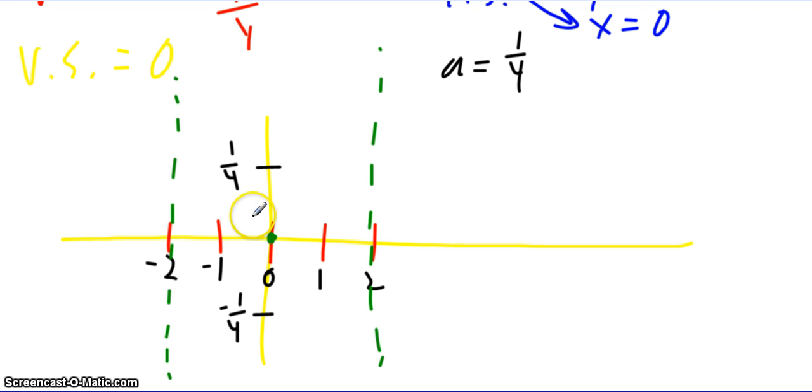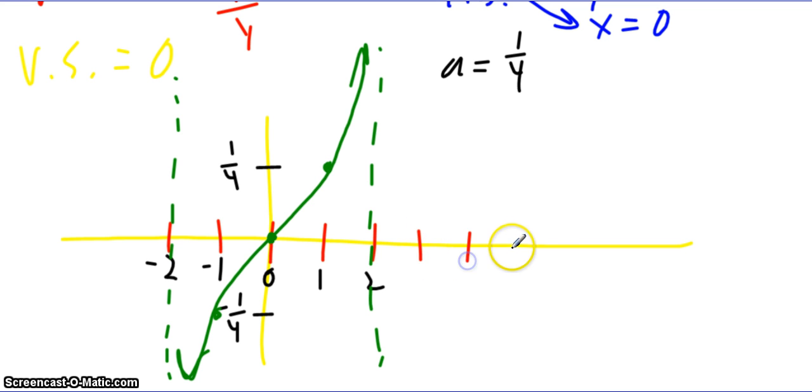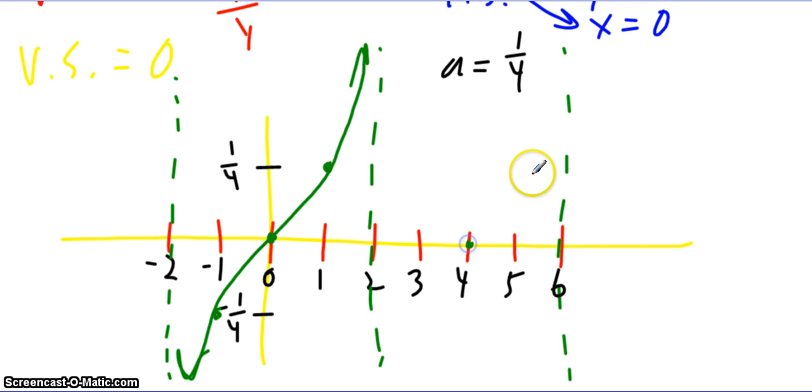And then this was a positive tangent graph because A was positive 1/4. So my next point over is going to be up at 1/4, and then here I'm going to be down at -1/4. And that is going to be one period. We want to do two periods, so I'm going to put in 4 more tick marks. And I know that the end is an asymptote, and let's go ahead and continue to label these as well. So this is going to be 3, 4, 5, and 6, and I'll put in the points here, here, and here. So my tangent graph is going to look like that.